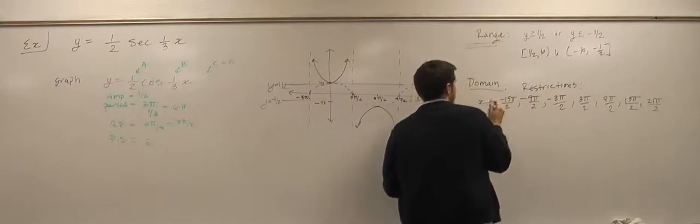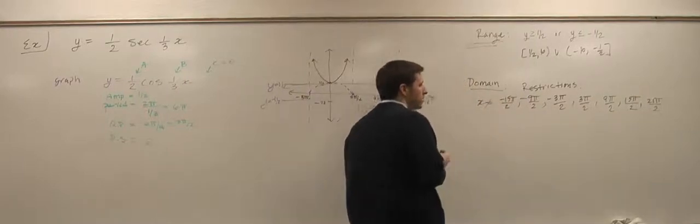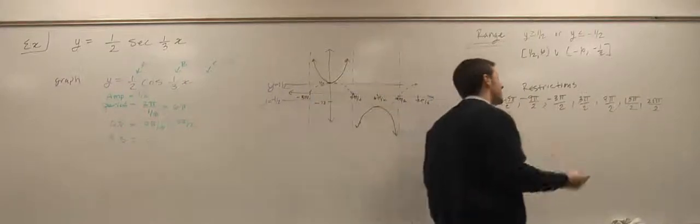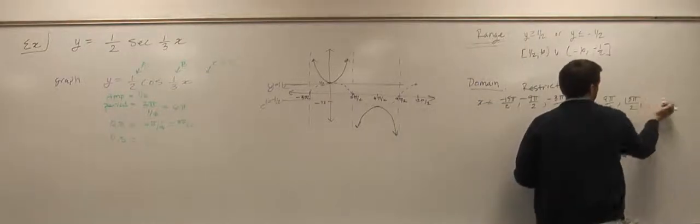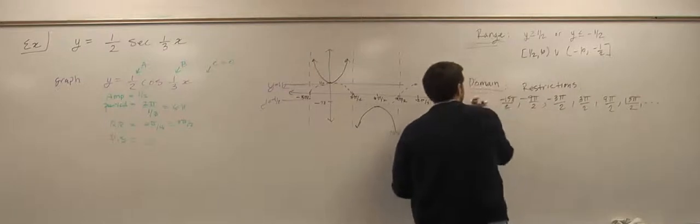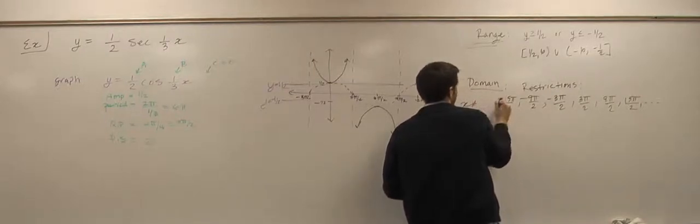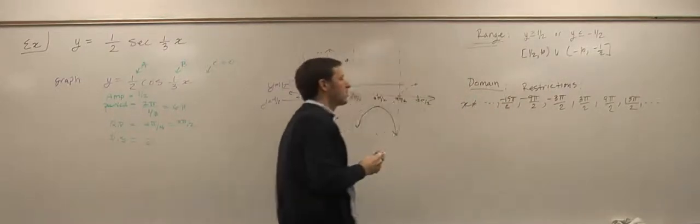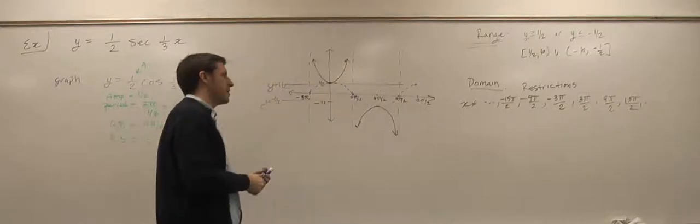So x cannot equal these. So these are your restrictions. And you know what? I'm not going to be super hardcore about this. If you list some of these and then put an ellipsis, I will accept that, which means it goes on in that pattern forever.